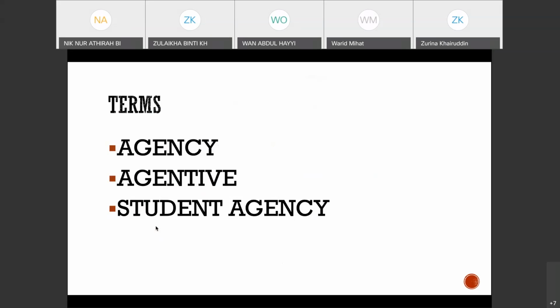And agency also allows them, like I said earlier, to choose the kind of educational experience that they want, whether they want to be passive, whether they want to be active, what kind of culture they want to bring into the classroom. They decide that, okay?